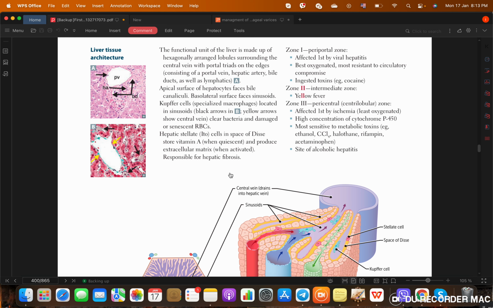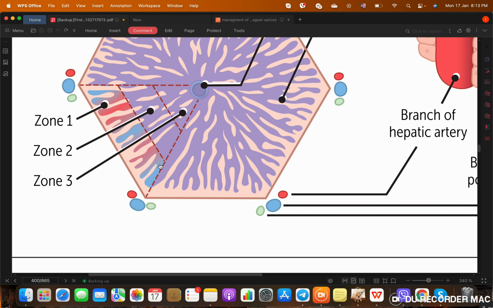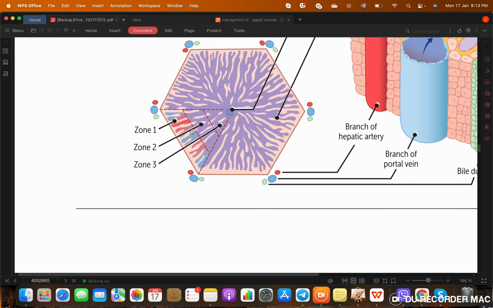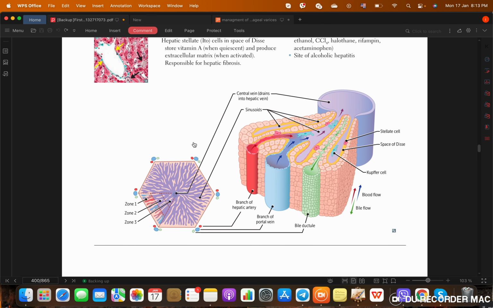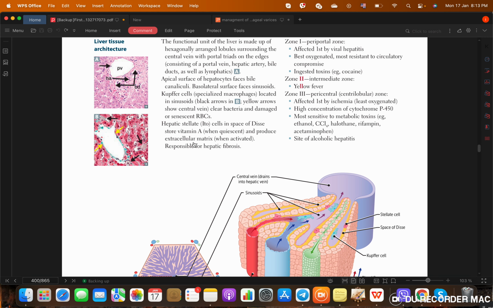Okay? So inside of the liver, we have 3 zones. We have zone 1, zone 2, zone 3. Each zone has a story, and each zone has a function, and each zone has a level of O2 supply. So let's take a look.